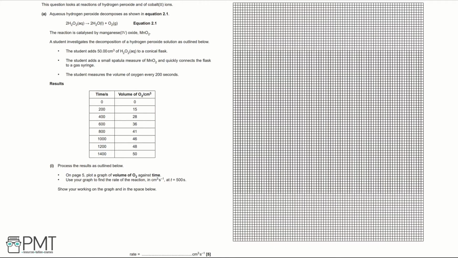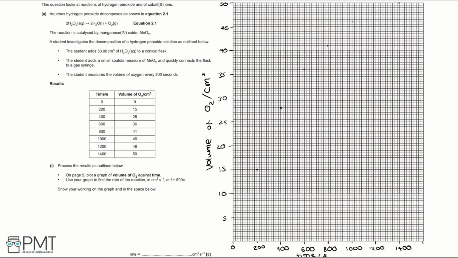1. On page 5, plot a graph of volume of O2 against time. Use your graph to find the rate of the reaction in centimeters cubed per second at t equals 500 seconds. Show your working on the graph and in the space below. So firstly, what I've done is I've written a scale for time and the volume of O2. Next, we need to plot the results.